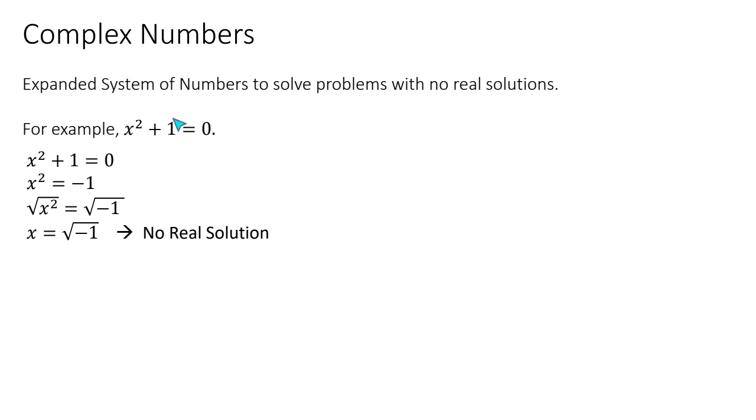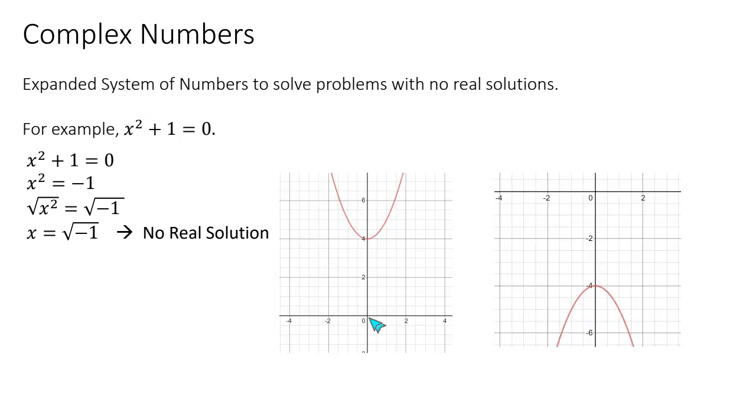If you were to graph this, the plus 1 tells us that the parent function is shifting upward 1 unit. So your graph is not going to intersect the x-axis. If you have a negative inside of the square root, that means your graph is not intersecting the x-axis. It could either look like this one or like this one. Okay, this is not the graph for this equation, by the way.